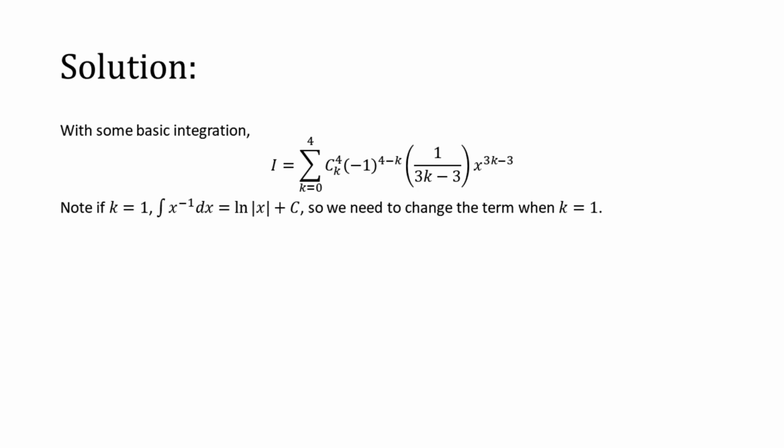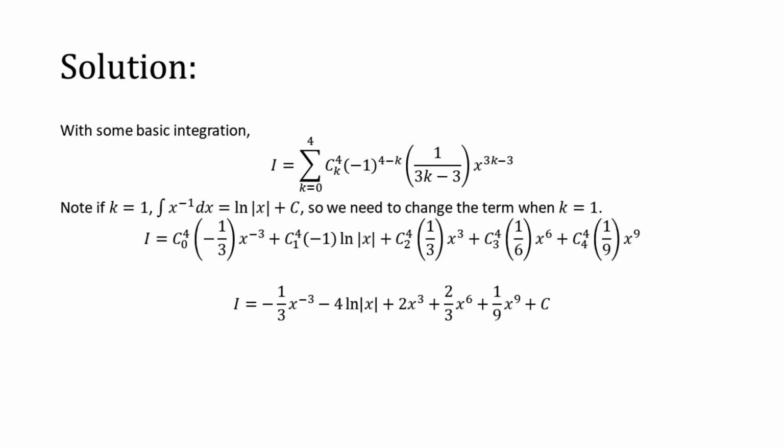But why is it only probably? If we look carefully at the integral, if we plug in k equals 1, the integral would be the integral of x to the power of -1 dx, and it is impossible to use the power rule, but the answer is the natural log of x. Therefore, we need to change the integrated function when k equals 1. Then, with the expansion of the summation, we can get the result.